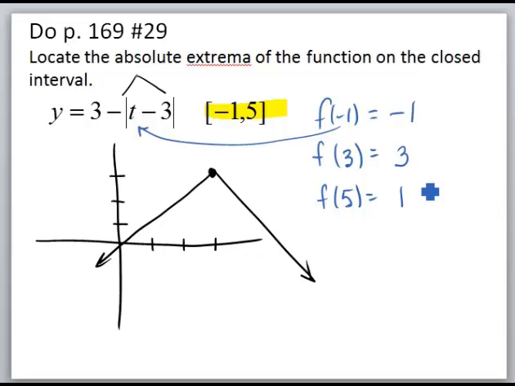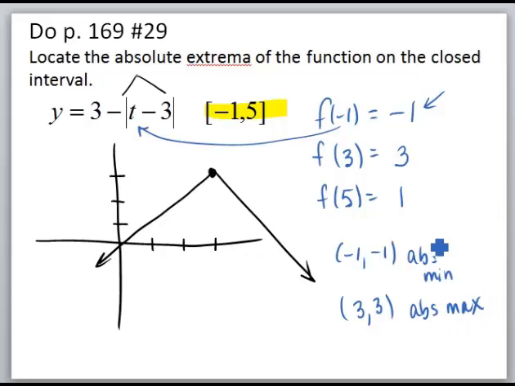So what does this mean? Well, this one happens to be my absolute minimum. It's the smallest value. So I'll write that as -1. -1 is my absolute minimum. And then 3, 3 is my absolute maximum because it is the highest height. The 3 is the highest height.